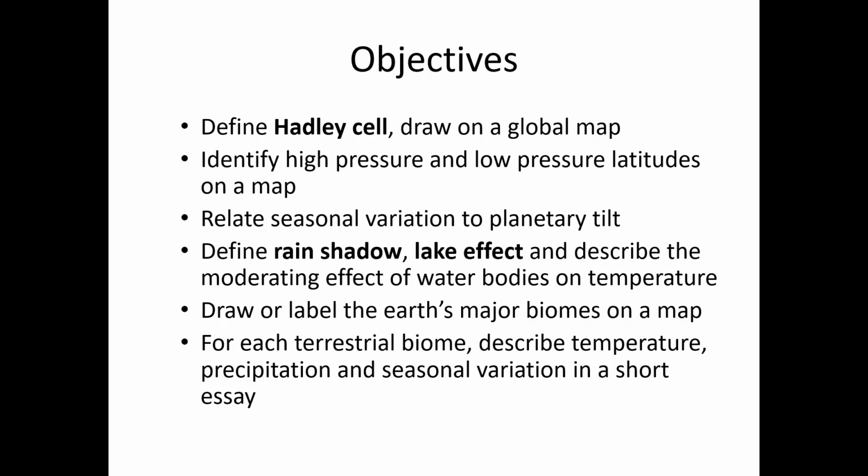Be able to define things like rain shadow and lake effect, and describe the moderating effect of water bodies on temperature. Be able to draw or label the Earth's major biomes on a map. For each terrestrial biome, describe temperature, precipitation, and seasonal variation in a short essay. Do note that this online video is not going to go into each biome. That will probably be an in-class activity.